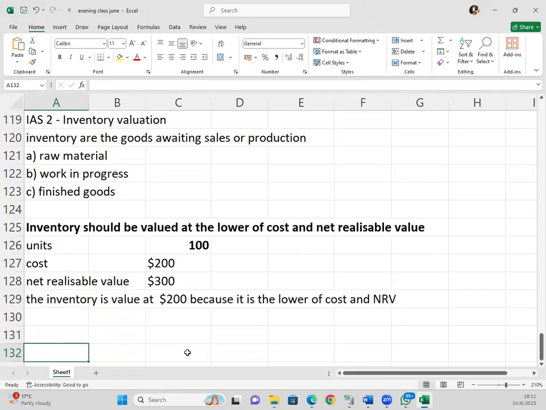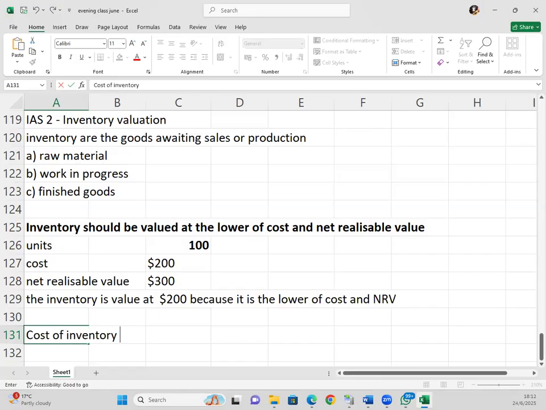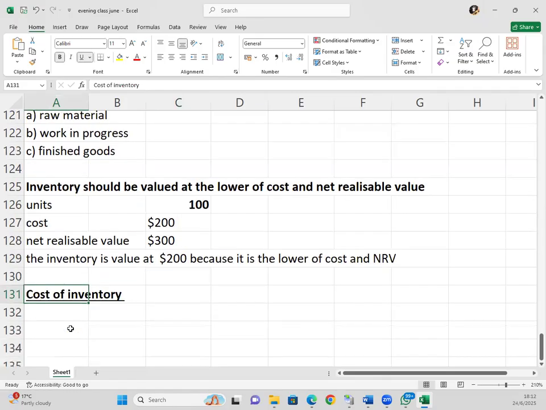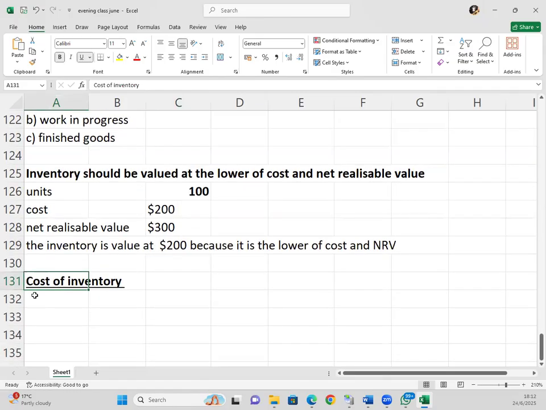Now, let's move on. When we say we should value inventory at the lower of cost, what is the cost of inventory? What constitutes the cost of inventory? So we have inventory in the organization, but what makes up the cost of that inventory? So let's look at what constitutes the cost of the inventory.